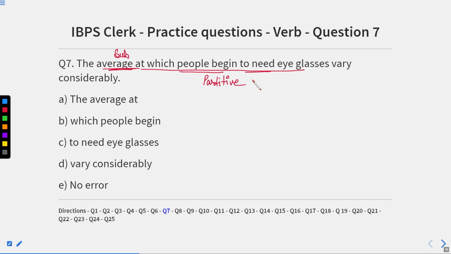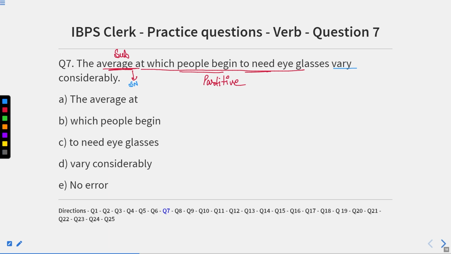After the subject, whenever we have a preposition, and after that we have a clause which belongs to that particular subject only, that is known as a partitive or adjunct. So the average at which, what type of average? At which people begin to need eyeglasses. So we are talking about the average over here, and that is the subject. And average is obviously uncountable, and uncountable is always considered singular. Therefore this average is a singular noun. And if this is a singular noun, we need the singular form of the verb to apply with it.